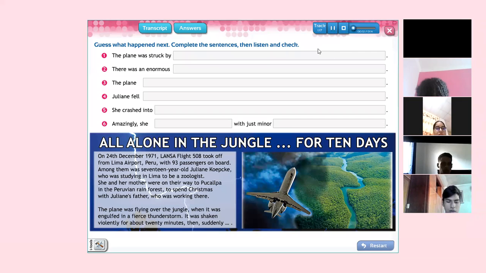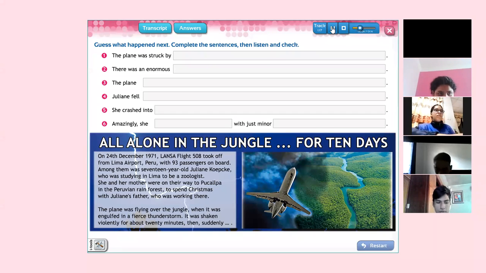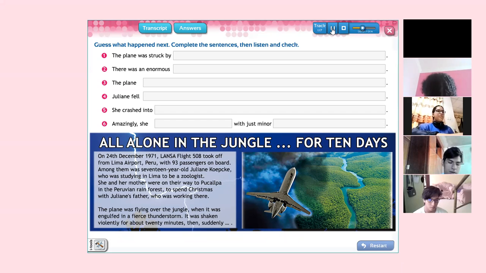All alone in the jungle. On the 24th of December 1971, Lancer Flight 508 took off from Lima Airport, Peru, with 93 passengers on board. Among them was 17-year-old Juliana Kupka, who was studying in Lima to be a zoologist. She and her mother were on their way to Pucallpa in the Peruvian rainforest to spend Christmas with Juliana's father, who was working there. The plane was flying over the jungle when it was engulfed in a fierce thunderstorm. It was shaken violently for about 20 minutes. Then suddenly, it was struck by lightning.